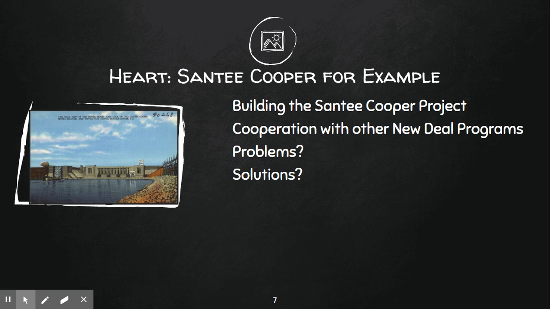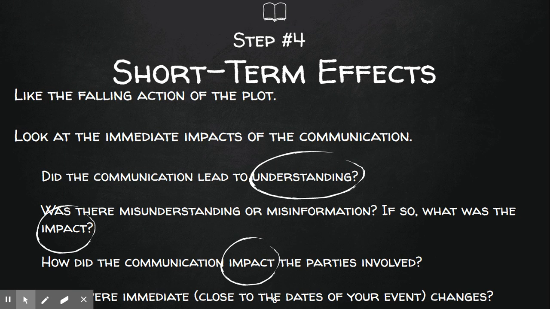And that would take me into my short term effects. This is like the following action of a plot. You want to look at the immediate impacts of your heart. So for this year, it would be of the communication. Okay. Did the communication lead to an understanding?